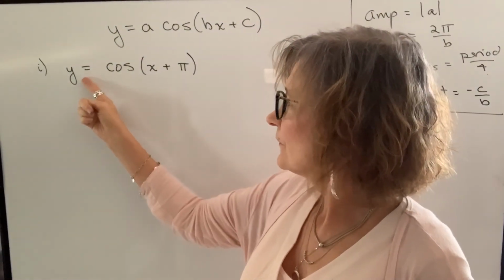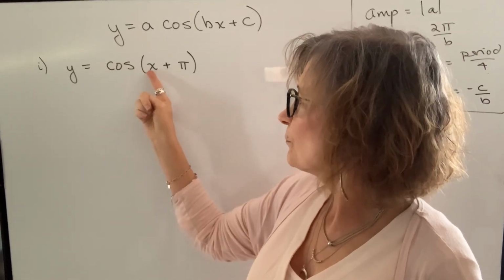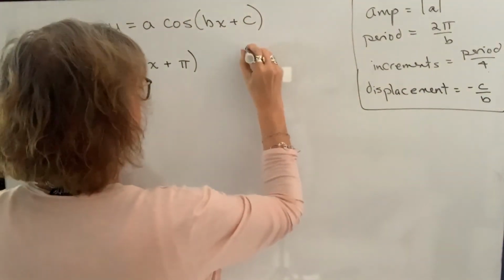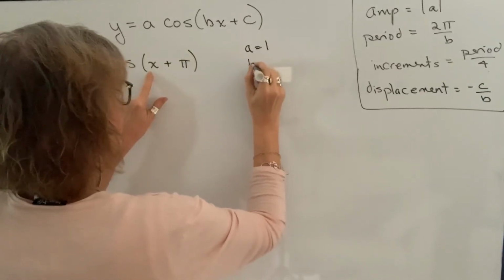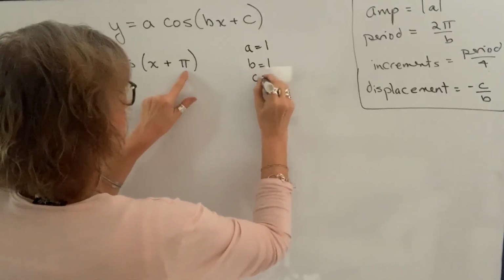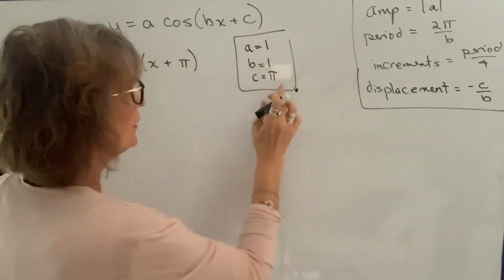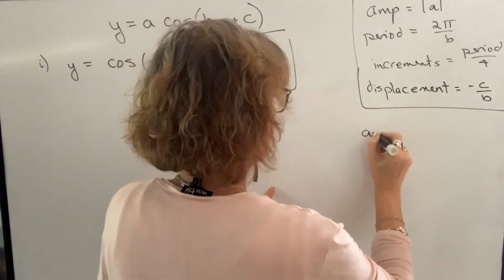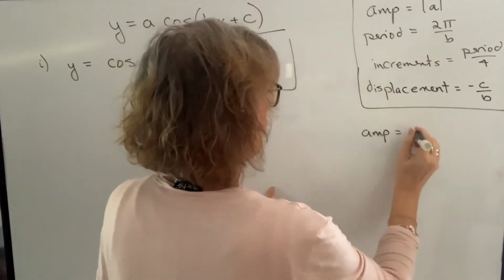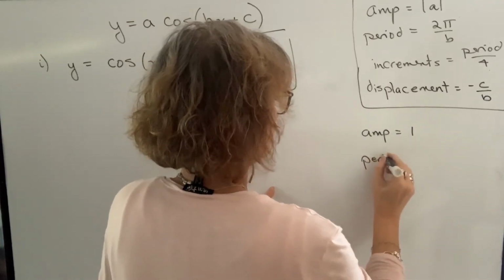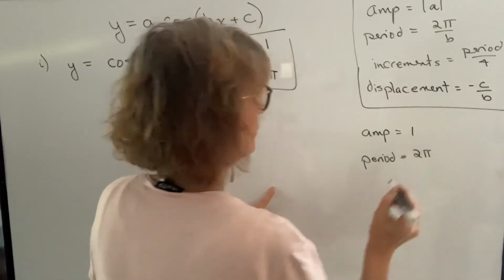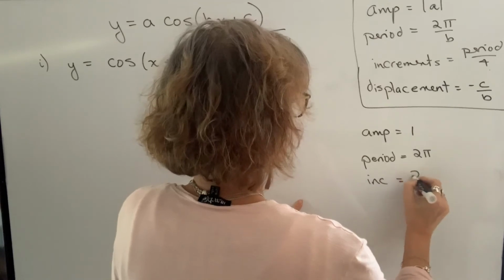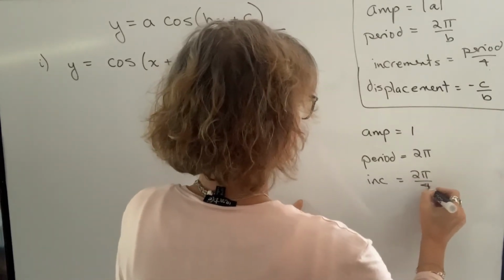In our first example, we have y equals cos of, in brackets, x plus pi. So A is equal to 1, B is equal to 1, and C is equal to pi. We use these values to determine these four characteristics about our graph. So the amplitude will be equal to 1. The period will equal 2 pi divided by 1, which is just 2 pi. Therefore, the increments will be 2 pi divided by 4, which is pi over 2.